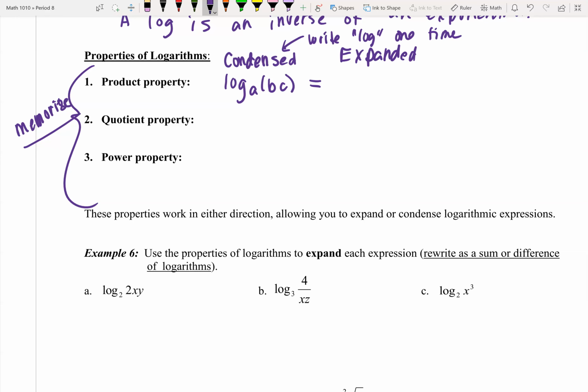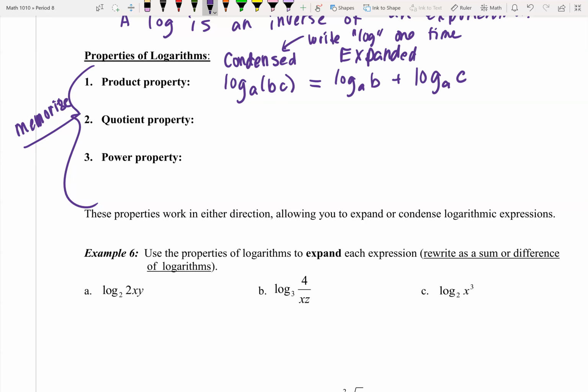So if they're multiplied, what do I do to those, the B and the C? What do I do when I expand? You write them both with logs, and then what do I do to those two statements? You add them, is exactly right. So it's log base A of B plus log base A of C. When you multiply, you add. The reverse is true. If it's expanded and you're squishing them in, you multiply.